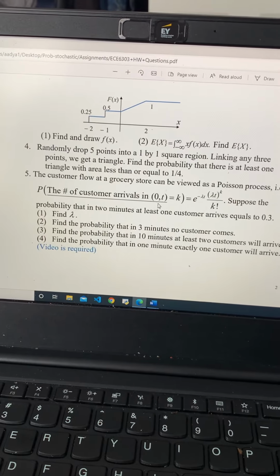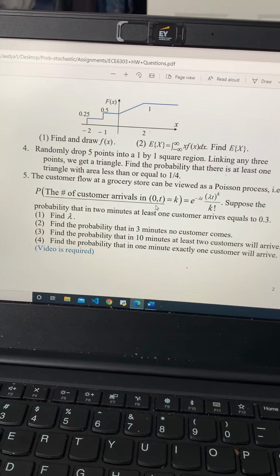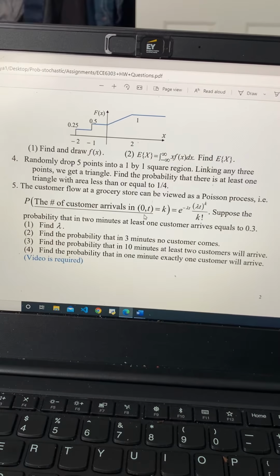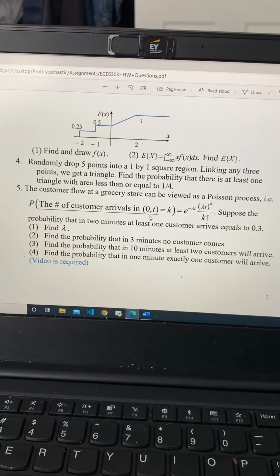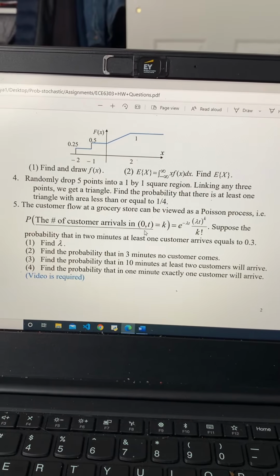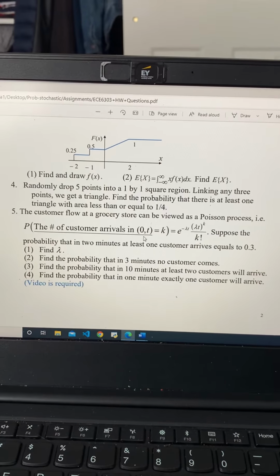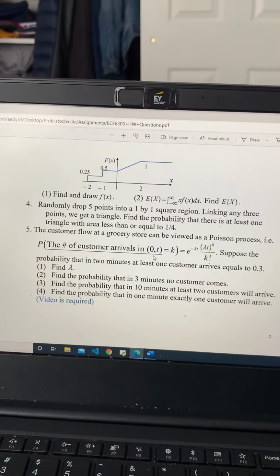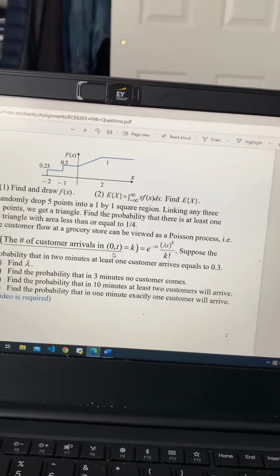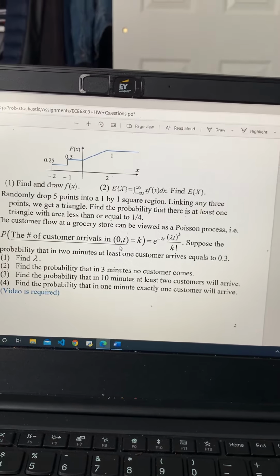Now, suppose the probability that in 2 minutes at least one customer arrives is given as 0.3. For that, we have to find lambda, the probability that in 3 minutes no customer comes, the probability that in 10 minutes at least 2 customers will arrive, and the probability that in exactly 1 minute one customer will arrive.